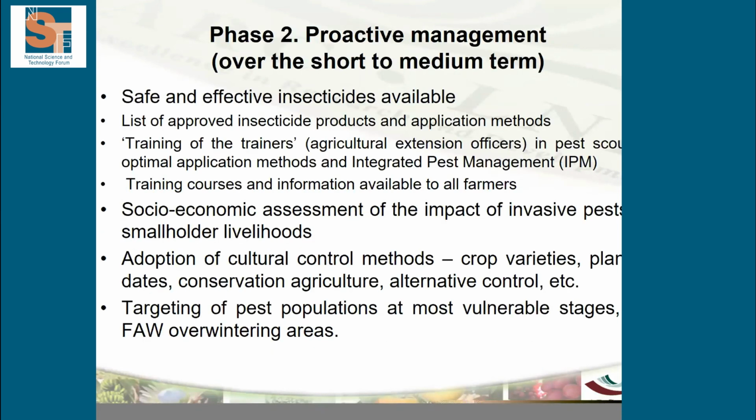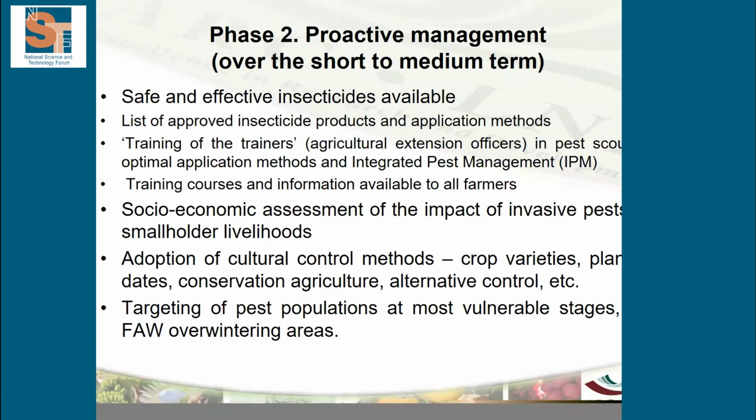Over the short to medium term, we need to ensure that we have safe and effective insecticides available for these crops. A lot of agrochemical companies registered insecticides for fall armyworm, but that was on an emergency registration. Now we need them to get it properly registered, because now all these products are technically illegal for tuta as well. We need proper trials and proper registrations done. We need a list of approved insecticides and application methods.